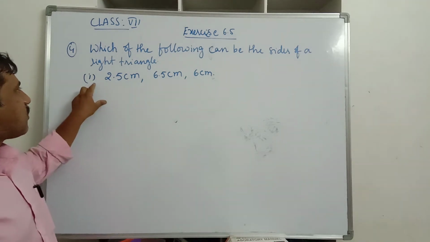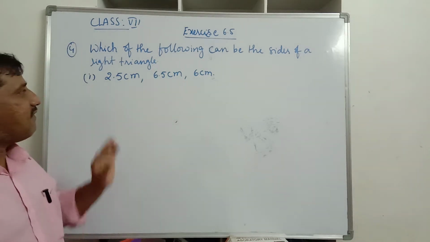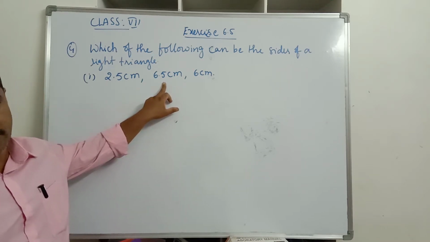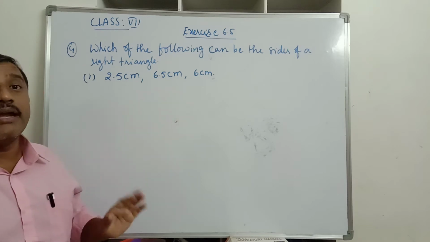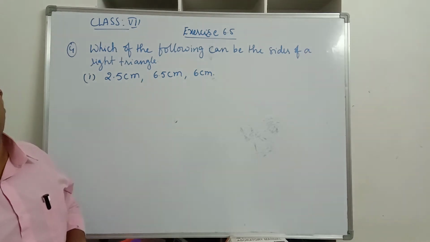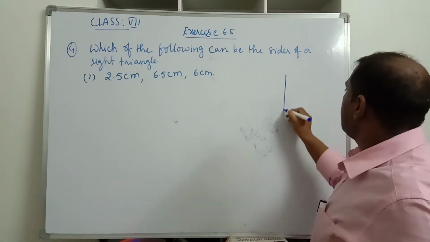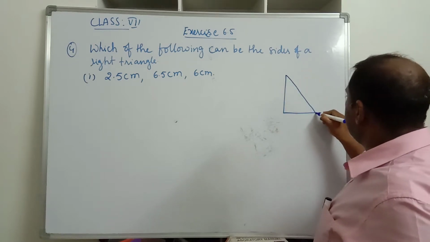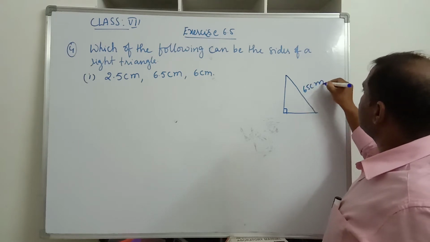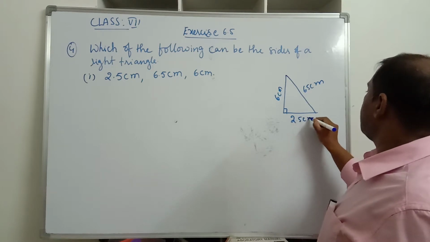So if you observe the first question, 2.5 centimeters, 6.5 centimeters and 6 centimeters. Which is the longest side? If it is a right triangle, 6.5 centimeters is the longest side, and it will be the hypotenuse. Simple, you draw a rough diagram. If it is a right angle, then this side will be the hypotenuse, and it is 6.5 centimeters, and this is 6 centimeters, and this is 2.5 centimeters.